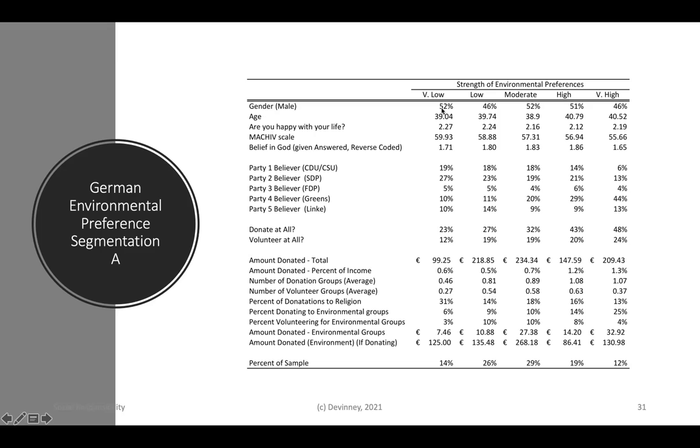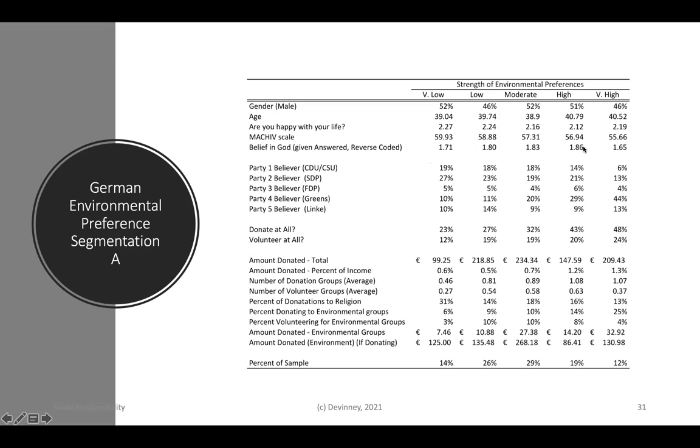Well, gender, the answer is no. Age, the answer is no. Happiness, the answer is no. Machiavellianism, which is a scale, the answer is yes. There seem to be individuals who don't care about the environment who are slightly more Machiavellian. Belief in God, the answer is no.